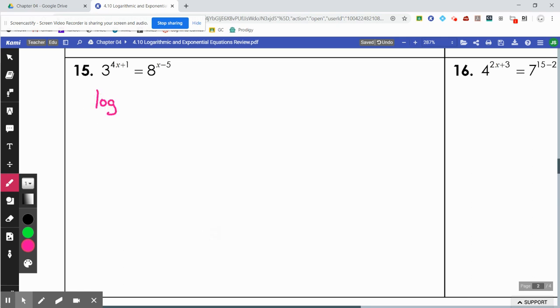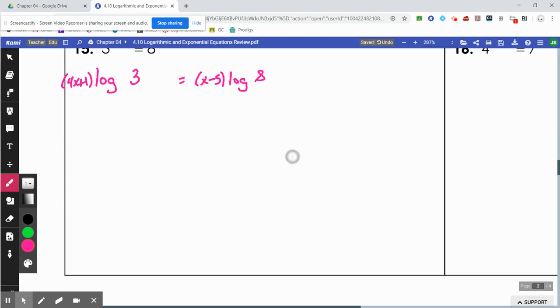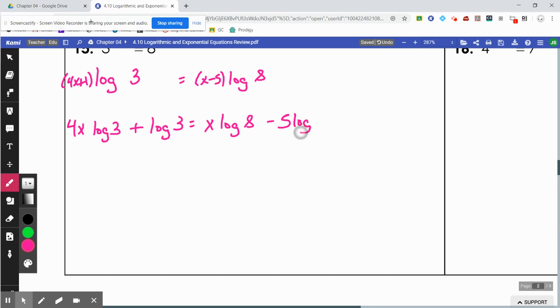Number 15. Now on these, I definitely want you to just take the log of both sides. That'd be the log of 3 to a power equals the log of 8 to a power. The powers can be moved down front. Make sure you put them in parentheses. So x minus 5, move down front, put it in parentheses. Distribute. That'd be 4x times log of 3 plus 1 times log of 3 equals x times log of 8 minus 5 times log of 8.